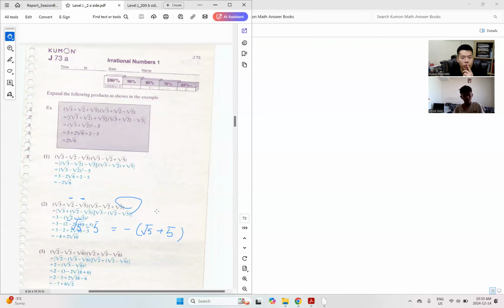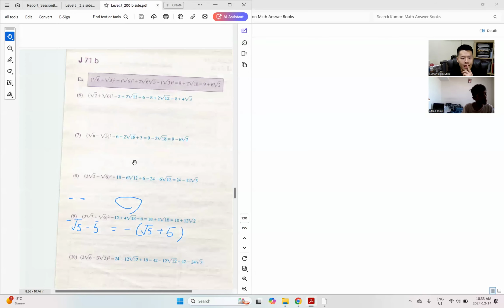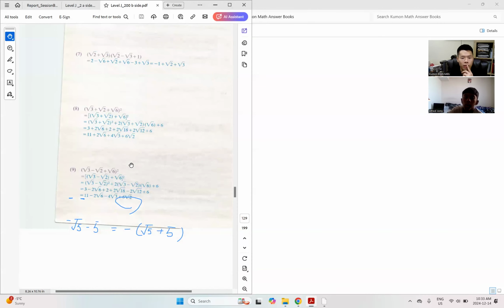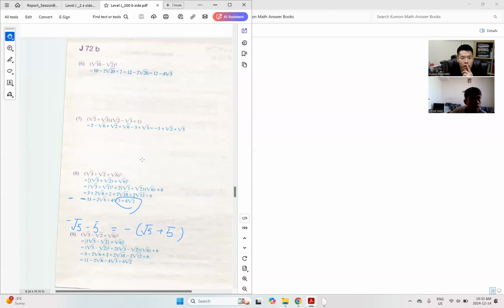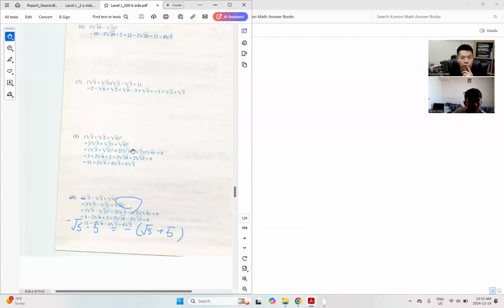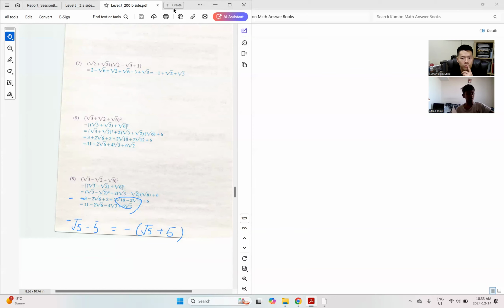Any questions for 72? So again, for the B side, it's very similar. It's a little bit more complicated, but it's very similar, right? For example, on the B side, you have something that looks like this. If you can actually go to 72B, why don't you try question number 9?